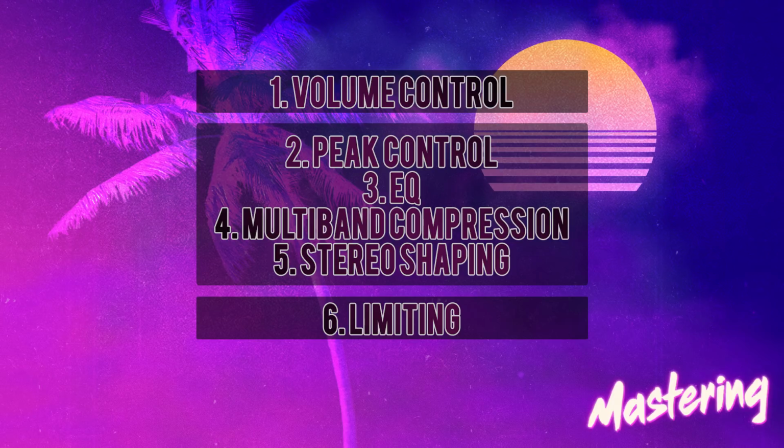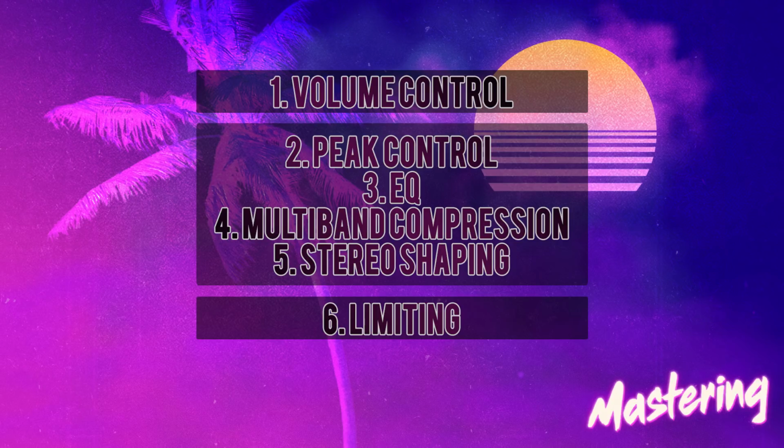Then peak control. Peak control would be a compressor. We'll add a compressor in there to catch any wayward peaks or anything that's sticking out of the track, and we'll pull them back in. It's very, very light compression. We're just pulling in anything out of the ordinary so that the limiter later on doesn't have to do as much work.